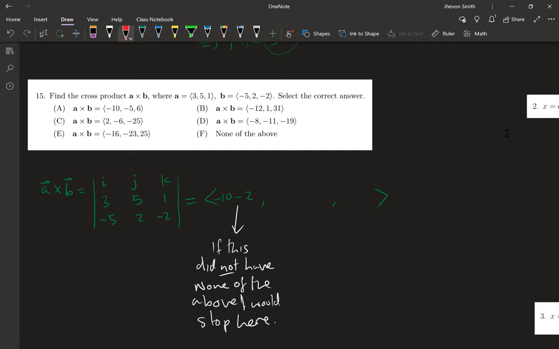So of course, to find the middle component, you multiply these cross products here. So it's 3 times minus 2. You get minus 6 minus 5. And then you take a negative of that. So in the middle term, you take the negative. So it's going to be minus 6 plus 5. Now for the last term, you're going to block out everything in the k row and k column and do the same thing. So you would get 3 times 2, which is 6, and this would be plus 25. Now, when you actually put that all together, you get minus 12 in the first one. You get 1 in the second. You get 31 in the third. So it's actually choice B.